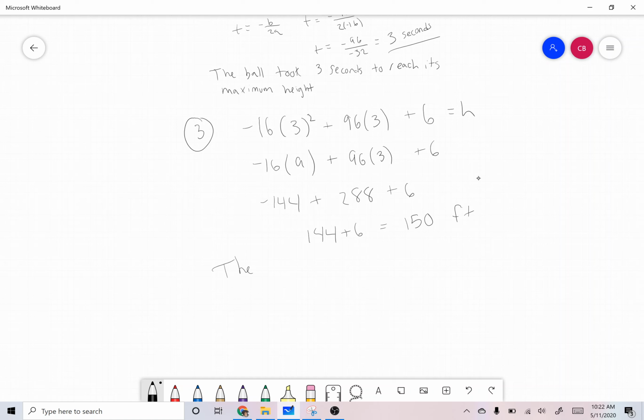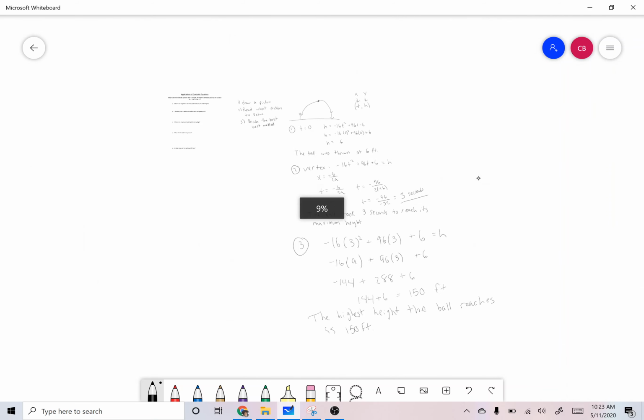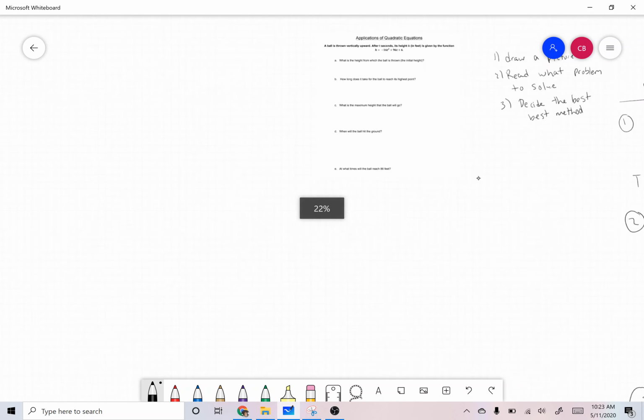The highest height the ball reaches is 150 feet. Okay. So there's that one.